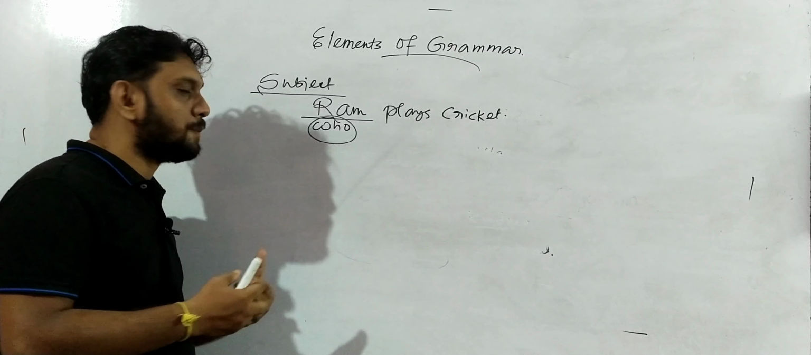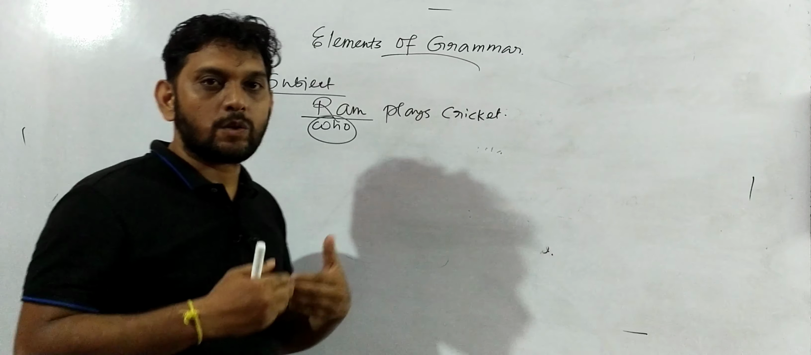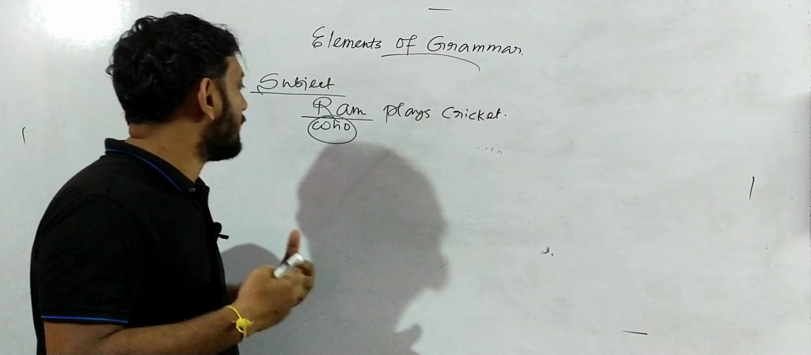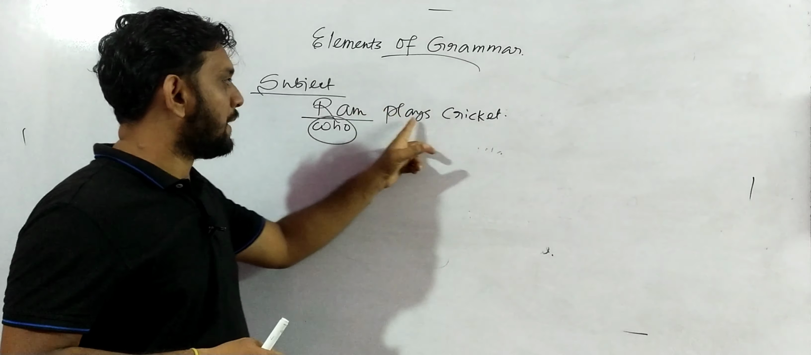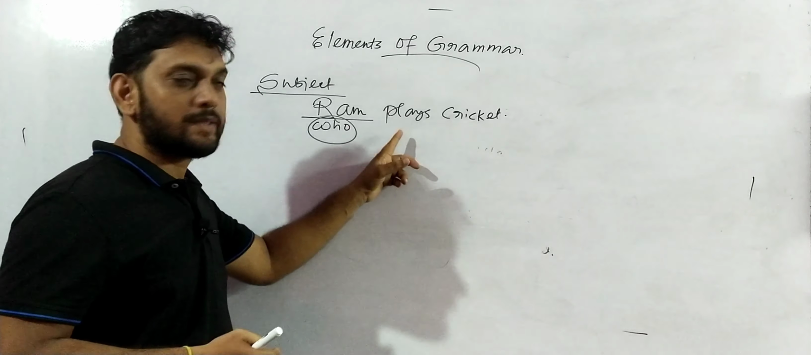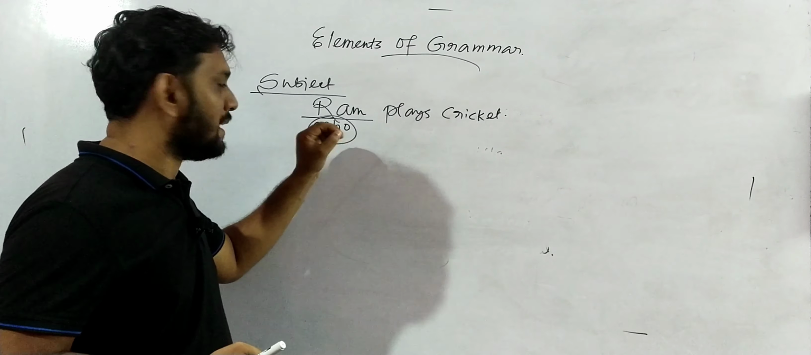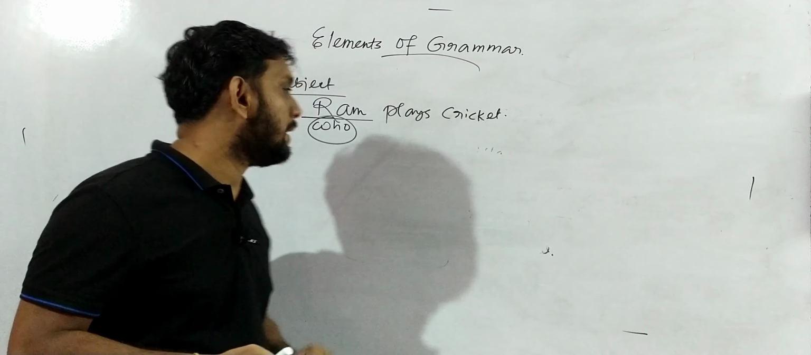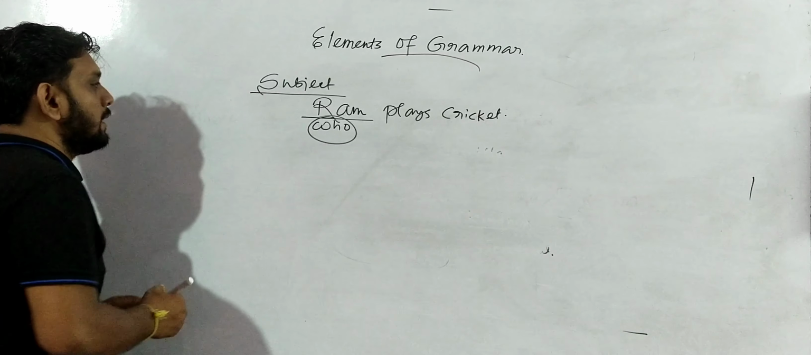So subject means what we are talking about in the sentence. Ram plays cricket. Here we talk about Ram. Who plays cricket? Ram. So Ram is called the subject of this sentence. Are you getting my point? That will be very important.